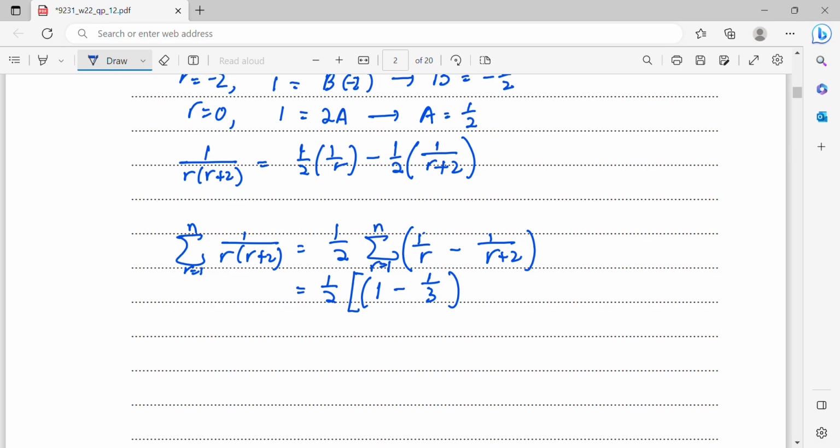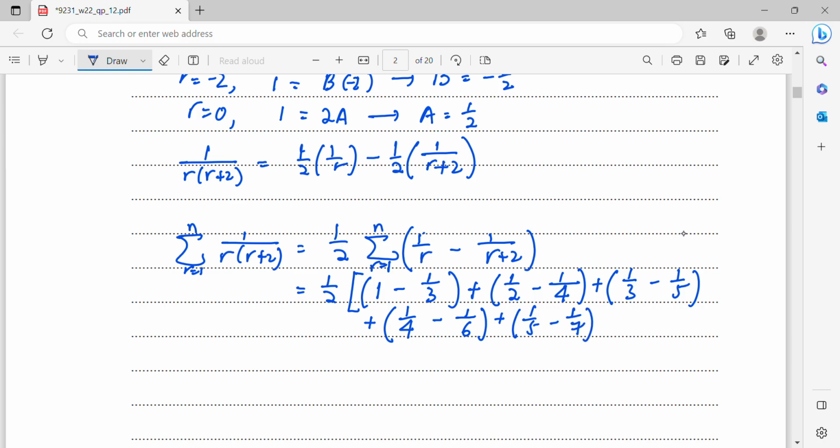Okay, then now here, you must simplify. So the next r will be 2. 1 over 2 minus 1 over 2 plus 2 becomes 4, plus 1 over 3 minus 1 over 5. Okay, to get more terms, so that we can see the pattern of the cancellation. So I will find the next term, 1 over 4 minus 1 over 6, because the r is 4. Then 1 over 5 minus 1 over 7.